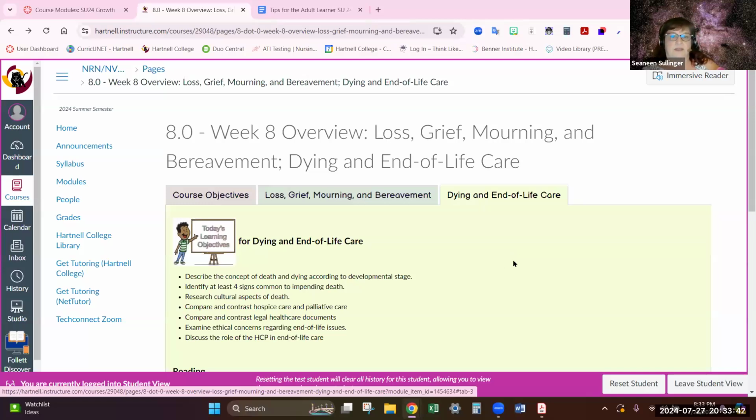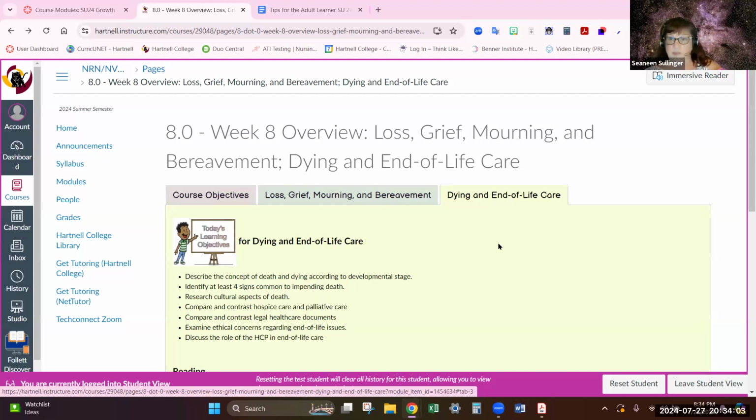Describe the concept of death and dying according to developmental stage. So meaning how do people of different developmental stages, what is their concept of death? Because a child looks at death very differently than an adult looks at death. Identify at least 4 signs common to impending death. Research cultural aspects of death.